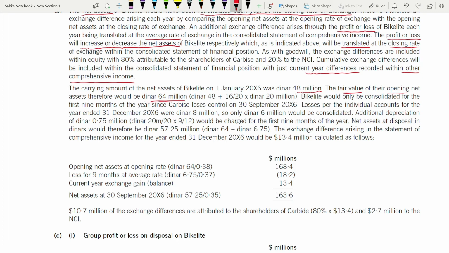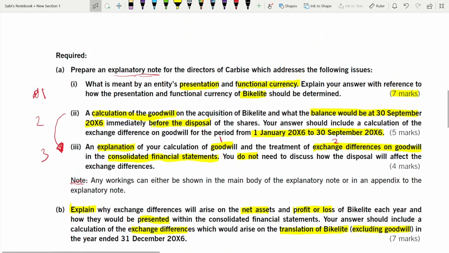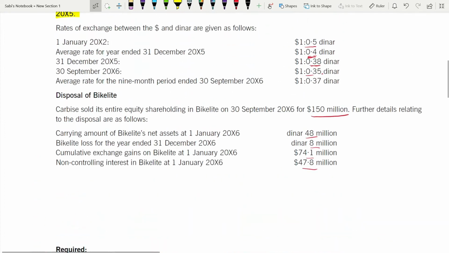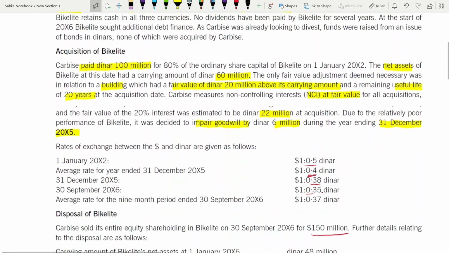$48, okay, opening. How? 16 into 20 into dinar 20 million? Sorry, plus 16 into 20 into 20 million, 60 over 20. They are taking the depreciation part. Here they have told that 20 million above is the carrying amount, with a remaining useful life of 20 years at the acquisition date.